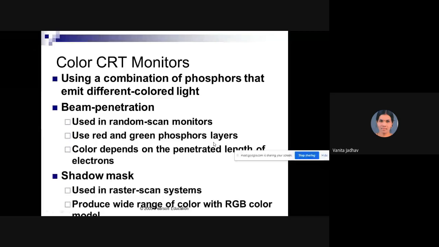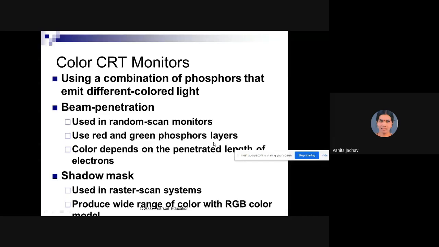First, the beam penetration technique, which is used in random scan monitors. In the beam penetration technique, the beam is going to penetrate through different phosphor coats. There may be different phosphor coatings. One coating will be red, one coating will be green, another coating will be blue, if it is the RGB model, like that onwards. So in random scan monitors, it is used.